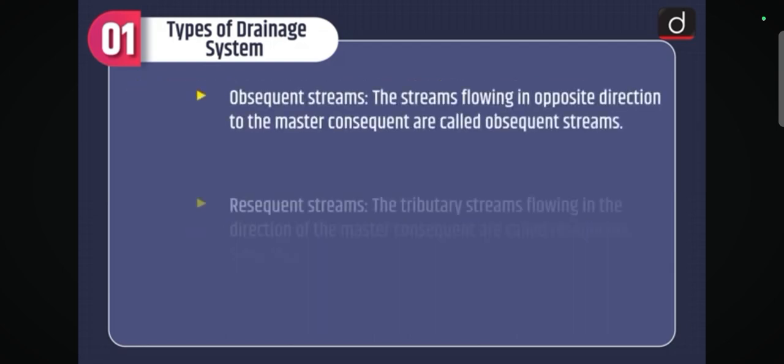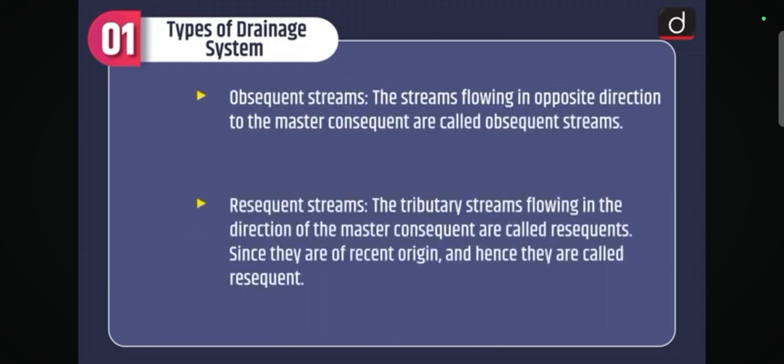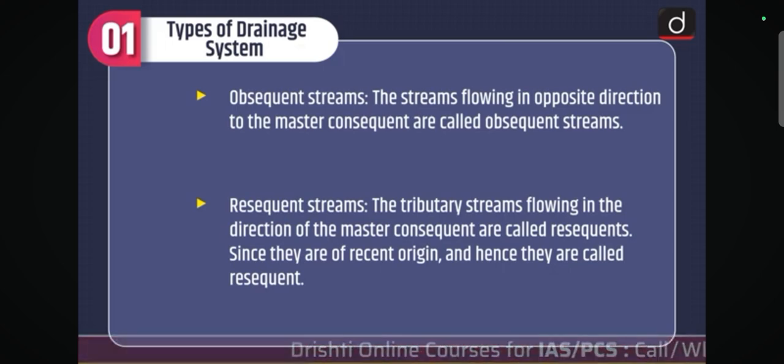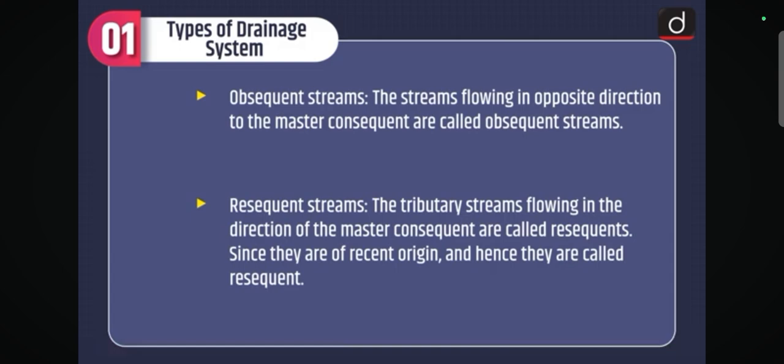Obsequent streams: the streams flowing in the opposite direction to the master consequent are called obsequent streams. And resequent streams: the tributary streams flowing in the direction of the master consequent are called resequents, since they are of recent origin.